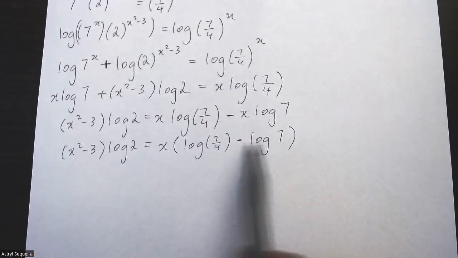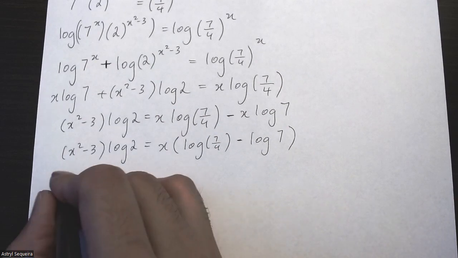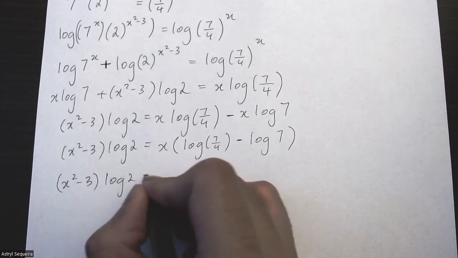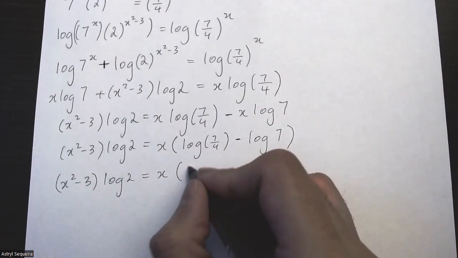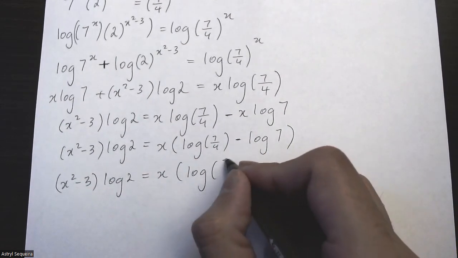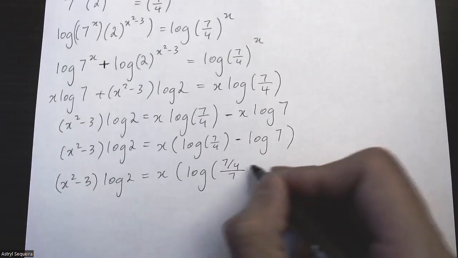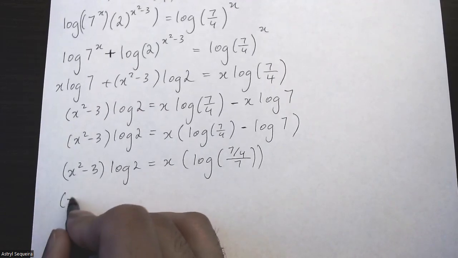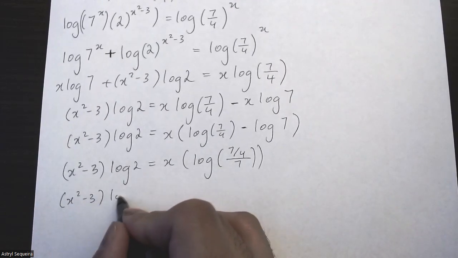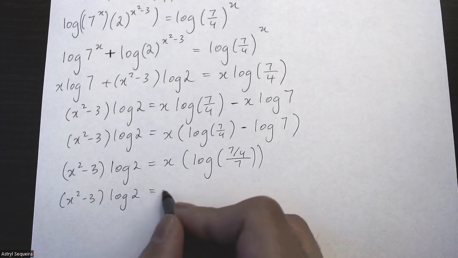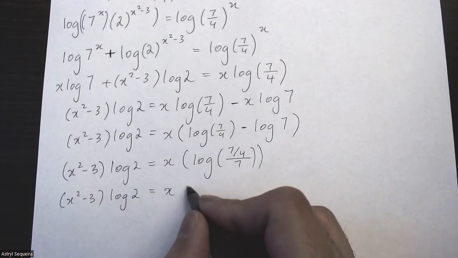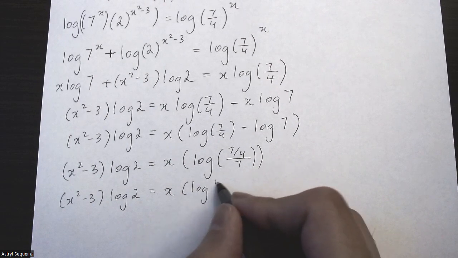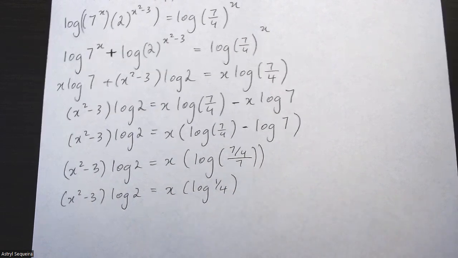I can just combine these two over here. Using my rules of logs, I know one log minus another is just division. So I have 7/4 divided by 7. I can simplify that fraction now, and it's just going to be log of 1/4.